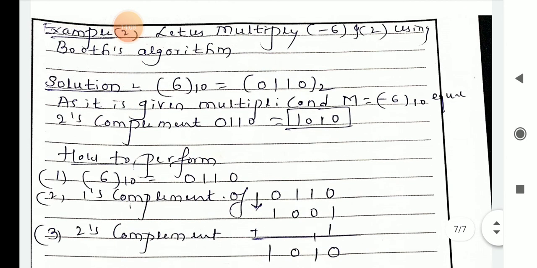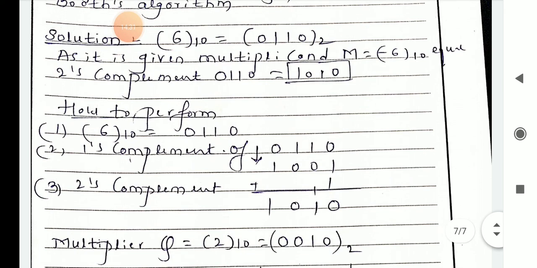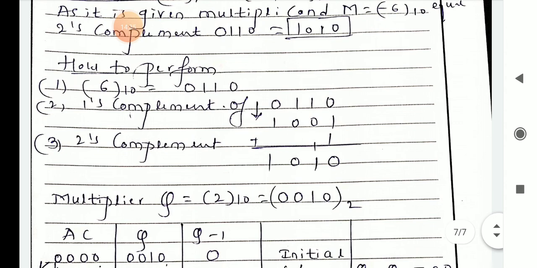Next, let us take one more example. Let us multiply minus 6 and 2 using Booth's algorithm. Okay, so 6, you have to convert that into a binary number. As given, the multiplicand m, that is minus 6, is equal to the 2's complement, which is what? 0 1 1 0 has the 2's complement 1 0 1 0. So how are you going to perform this? I have shown here. First take that binary number, do the 1's complement and add 1, that is the 2's complement, 1 0 1 0.